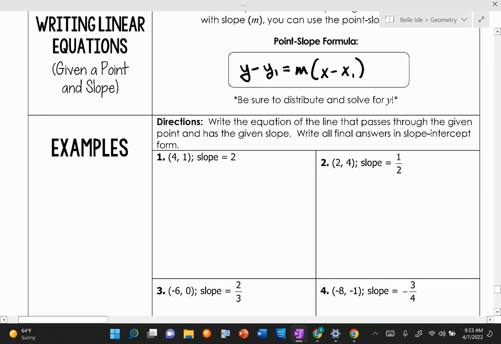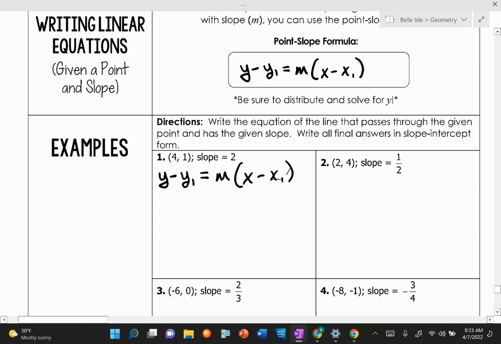So you're going to keep your y and your x that don't have the little subscript number the same. Stays y and stays x. Okay, so y minus y1, write y1 real lightly so you can erase, equals m should be lightly written, and then x minus the x1 should be lightly written also, because those are the things we're going to be substituting.